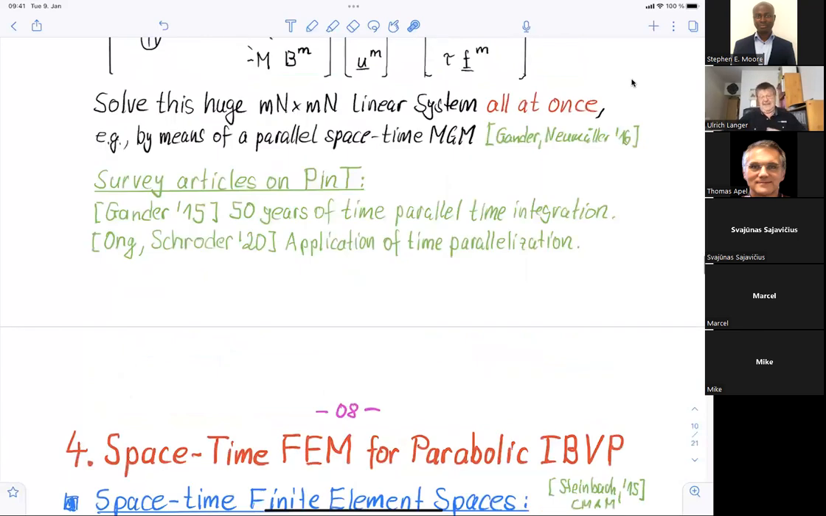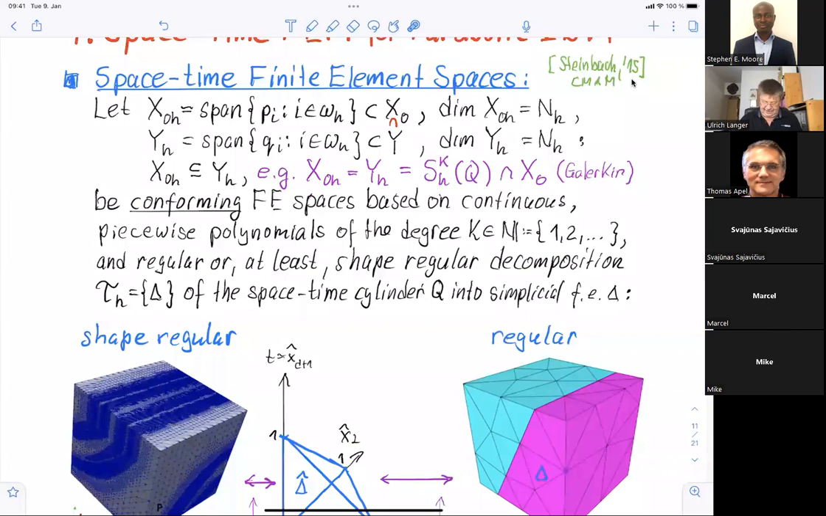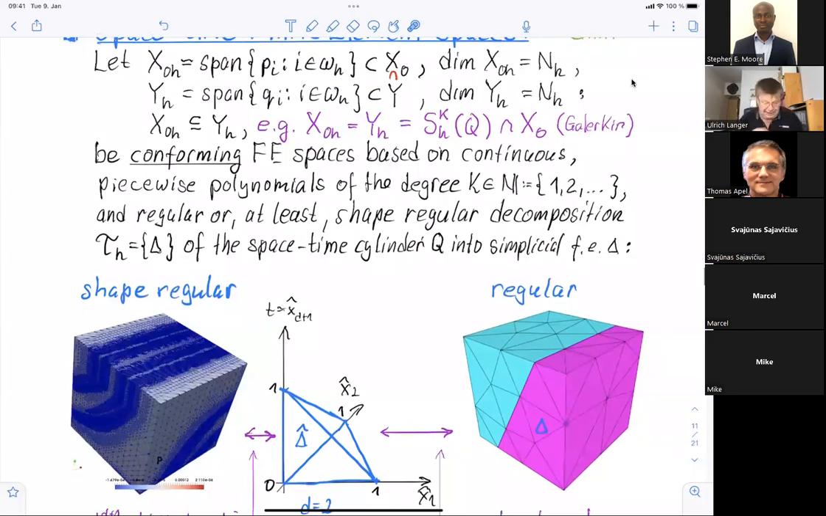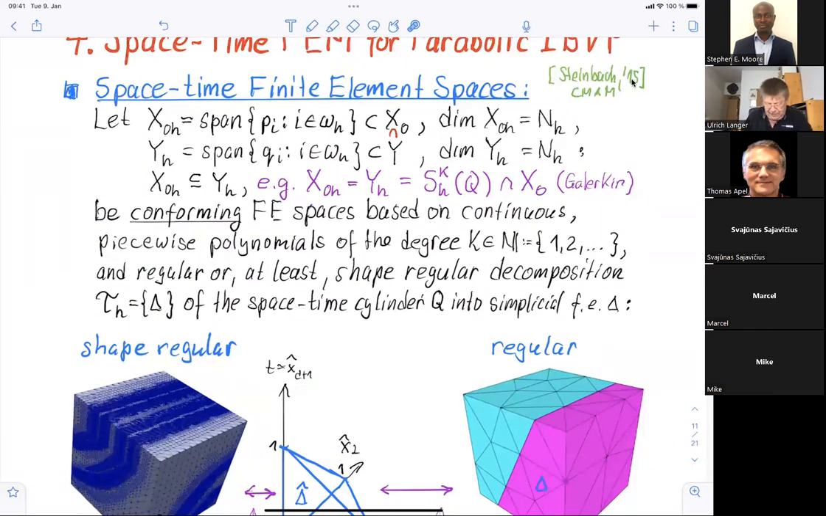Okay, I want to discretize the whole space-time cylinder, and I do it like in the elliptic case. I decompose the space-time cylinder into simplicial elements. Here, say, t is equal to 2, so the space-time cylinder is three-dimensional, and you decompose it into simplicial elements. And when I use subspaces of my variational spaces, used in the variational formulation where I look for the solution, this was X0, this is now X0h, this was Y, this is Yh for the test function. They should have the same dimension.